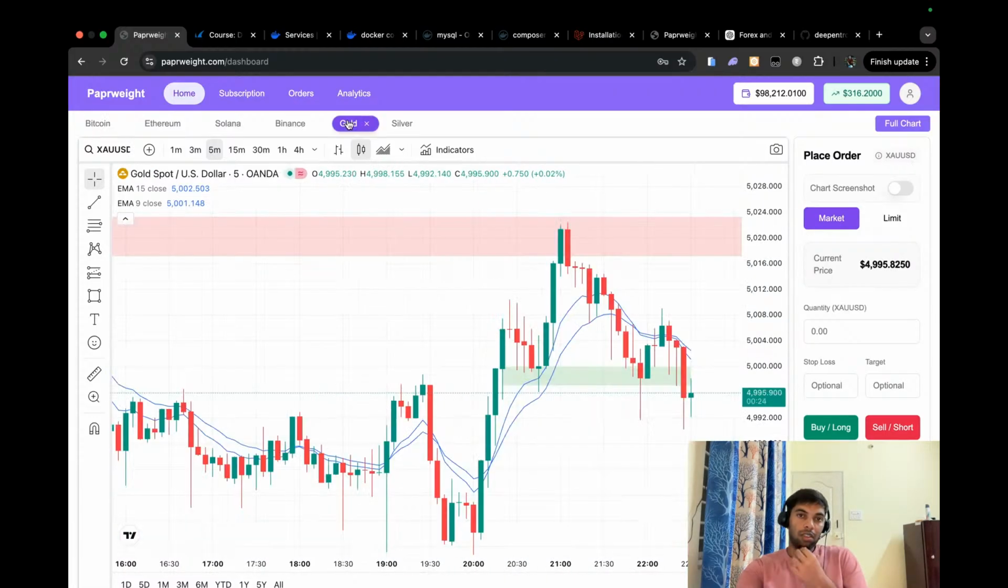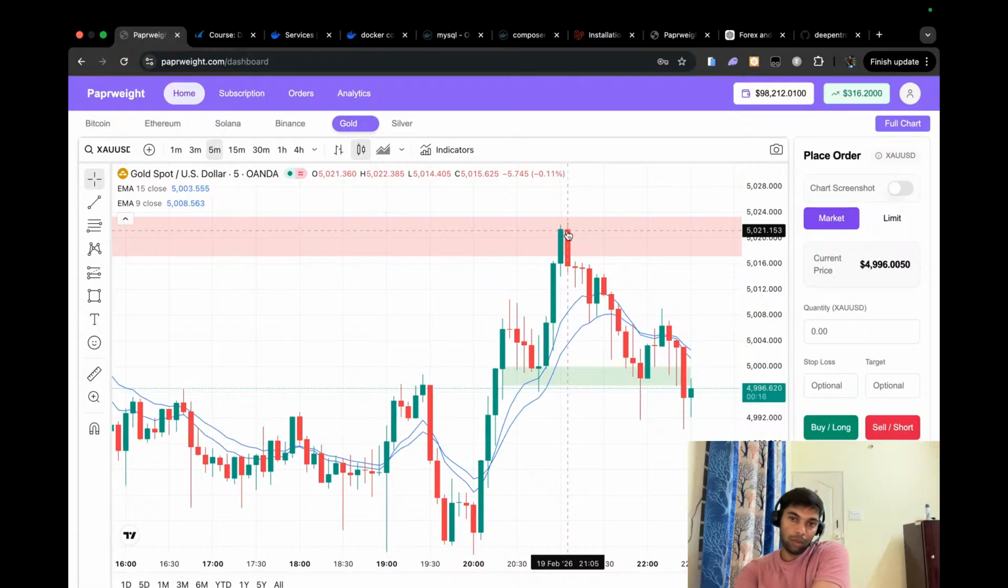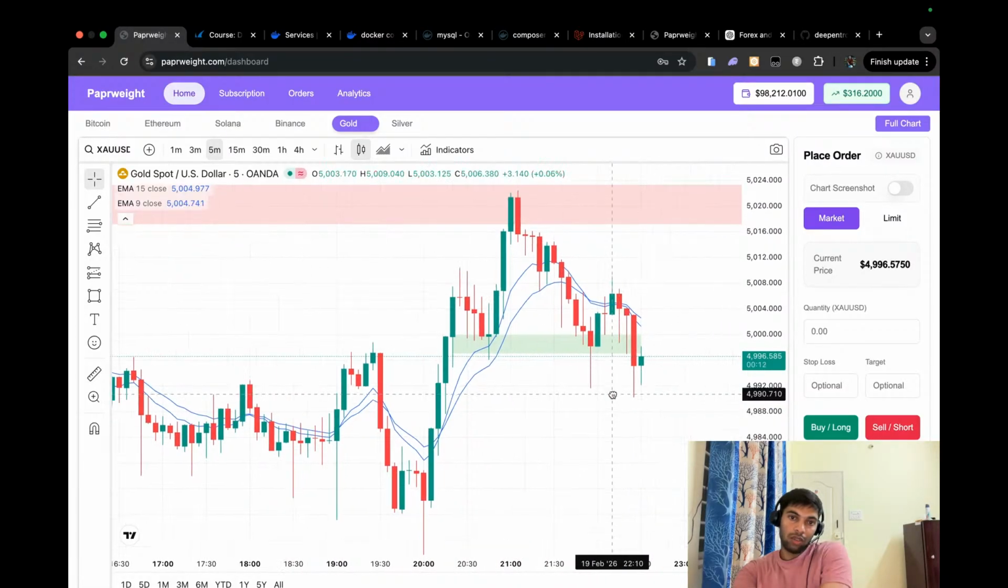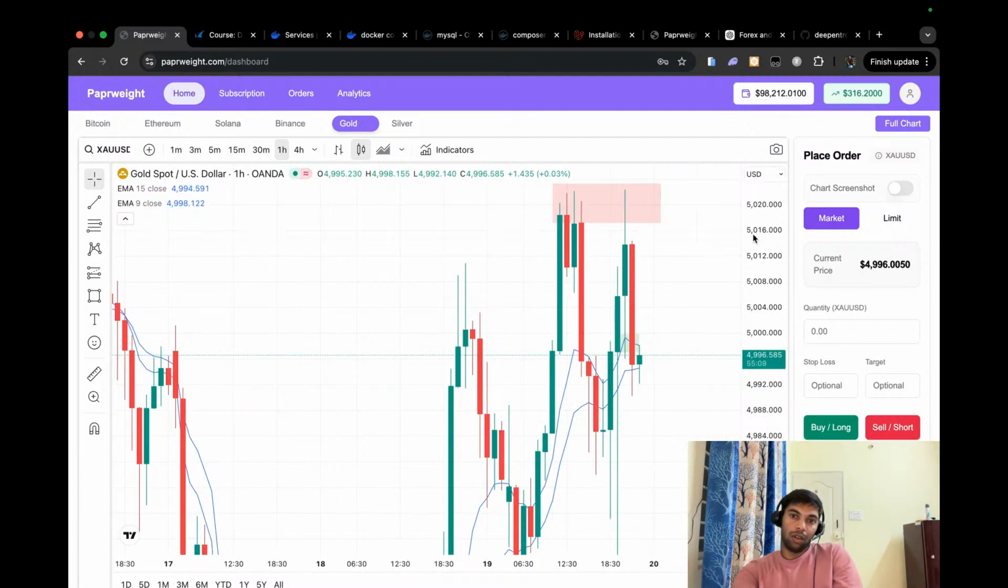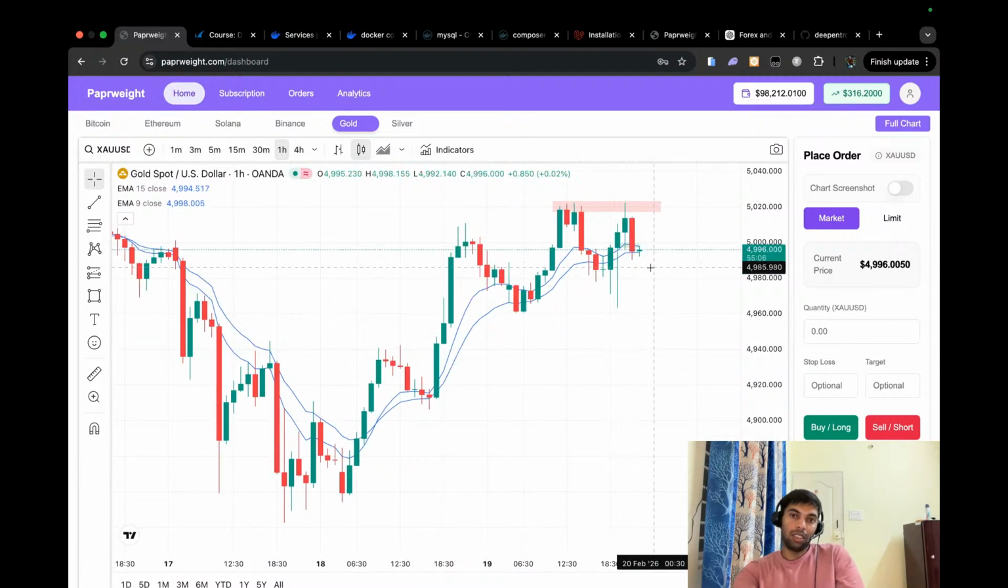Let's see, is there any trade in gold? Okay, gold faced a rejection from this point. So it went and touched this point. After touching this point, it is going extremely in the downward direction. So let's see what is happening in gold on the 1 hour time frame. On the 1 hour time frame, it is at the EMA. So it's not good to sell directly from here.